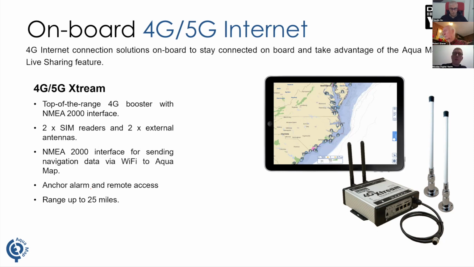So above 25 miles offshore, instead of using the 4G or 5G for internet, you will be using the Starlink antenna. And the Starlink antenna with the Ethernet adapter can be directly connected to the 4G or 5G Extreme. And as well as getting internet through Starlink or 4G, you will get all your NMEA 2000 data.